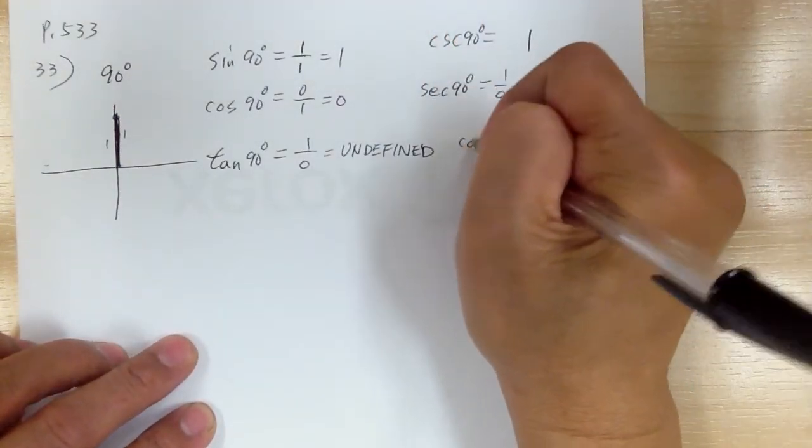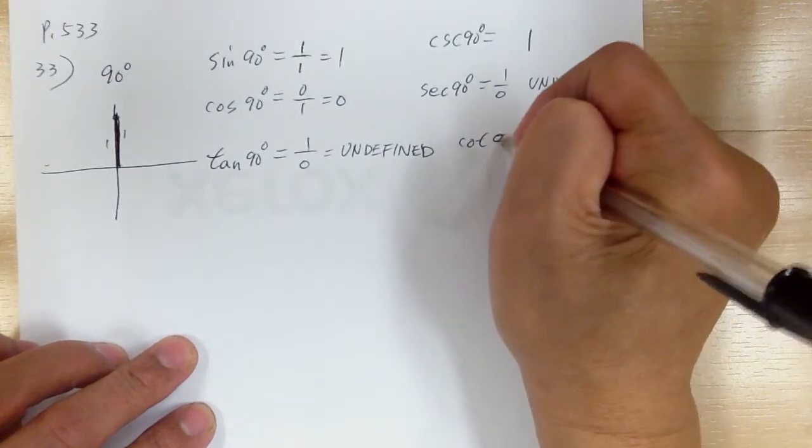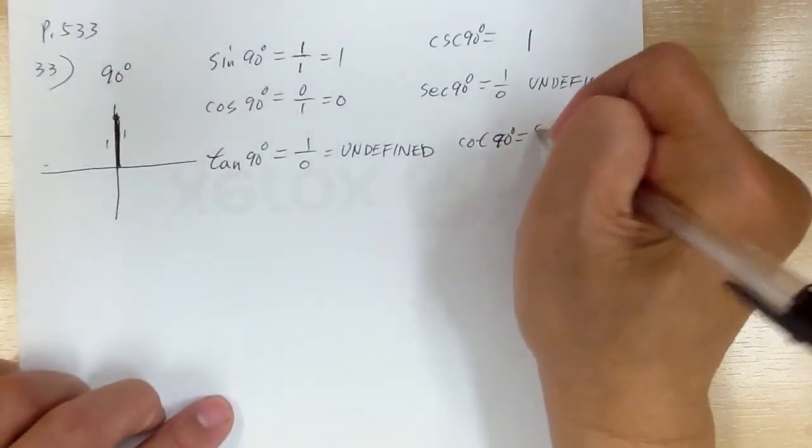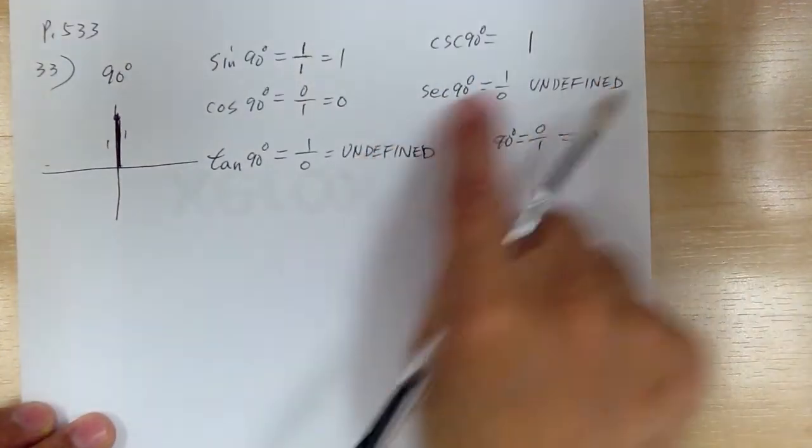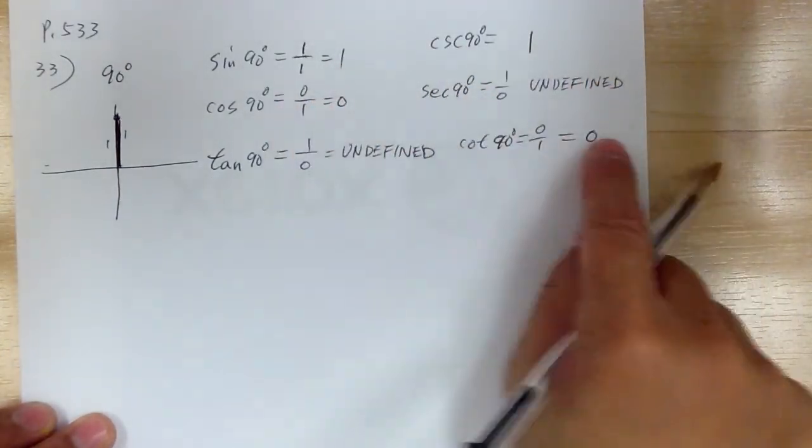And cotangent of 90 degrees, you flip it over, you get 0 over 1, so this is equal to 0. Okay, so this two is undefined, this two get 1, and this two get 0.